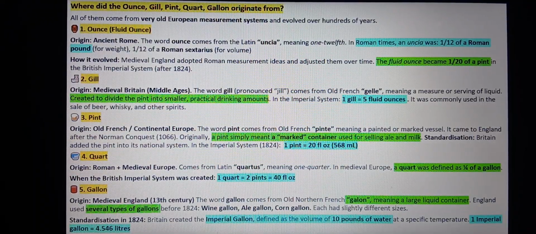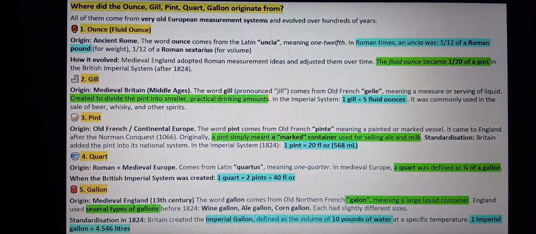Standardization: Britain added the pint into its national imperial system in 1824. 1 pint equals 20 fluid ounces or 568 milliliters. When I was young, we used to have milk delivered to our houses, and you had certain size bottles. You had the smallish one, and then a bigger one. If you got the small one, that would be a pint of milk, and if you got the bigger one, it would be a quart of milk, which was 2 pints.